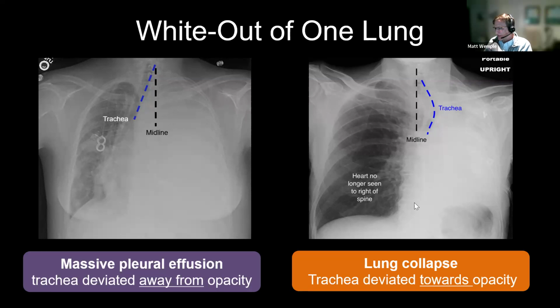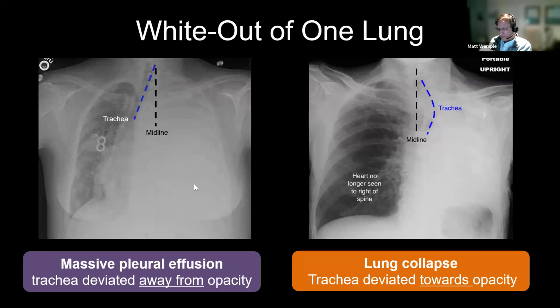So in lung collapse, the trachea is deviated towards the opacity. When the lung collapses like that, usually there is going to be fluid associated with that because suddenly there's just nothing there, and so the body just fills that sort of vacuum basically with fluid. If you put an ultrasound to this, you'll see a little bit of fluid surrounding this collapsed lung.